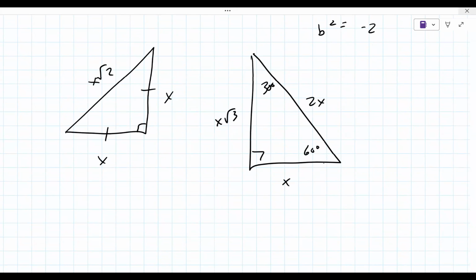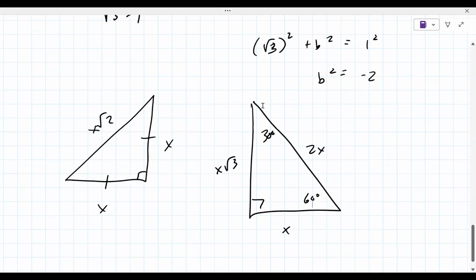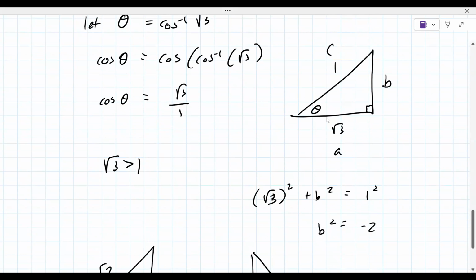Yes, but those depend on the angles, not necessarily the side lengths. If the side lengths match up to this, then the angles also do. So be careful there. Just because it's square root of 3 doesn't mean it's a special triangle. Any questions on that? No, that makes much more sense now.